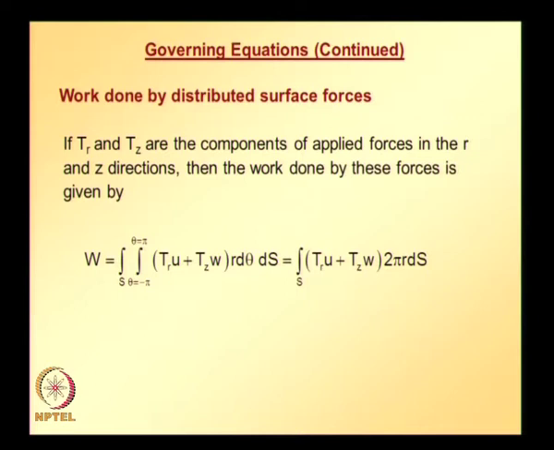So, potential energy functional is given by strain energy minus work done by the applied forces. Strain energy is basically an area integral. We need to integrate over the surface area of the axisymmetric model, and for work done by the distributed forces we need to evaluate a line integral along the side or edge along which surface forces are prescribed.